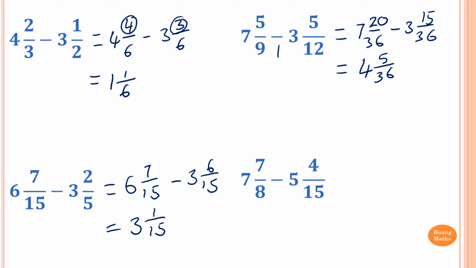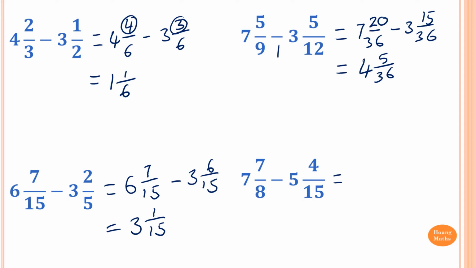7 and 7/8 minus 5 and 4/15. If you convert that into improper fractions first, it's much harder because the numbers are quite big. So I just follow the normal process. I just find the common denominator first.